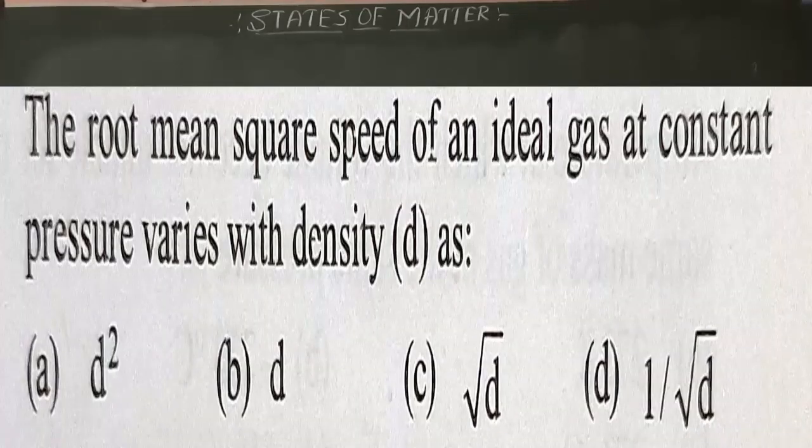24th question. The root mean square speed of an ideal gas at constant pressure varies with density. As you already know, just to go through the theory part, root mean square speed is proportional to 1 divided by square root of density. That means inversely proportional to square root of density. Therefore the option D is the correct one, 1 divided by square root of D.